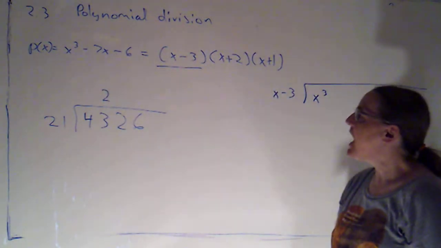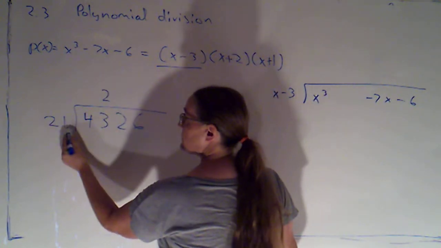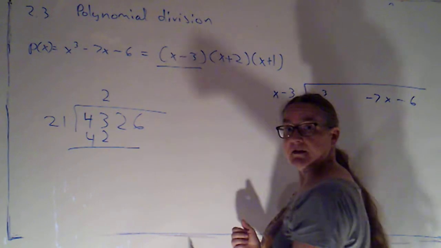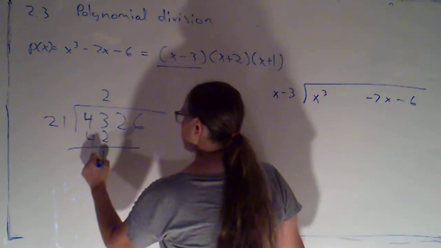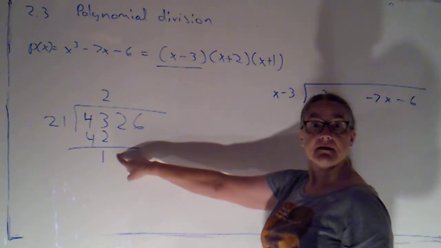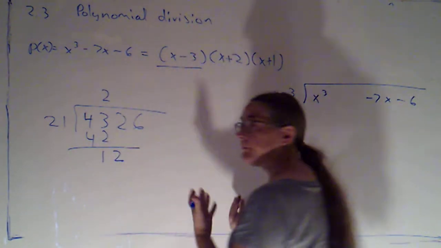Okay, once I've done that, I multiply. 2 times 21 is going to give me 42. And then we subtract. 3 minus 2 is 1. 4 minus 4 is 0. And then we bring down the next digit. So I'd bring down the 2. And now I'd repeat that process.